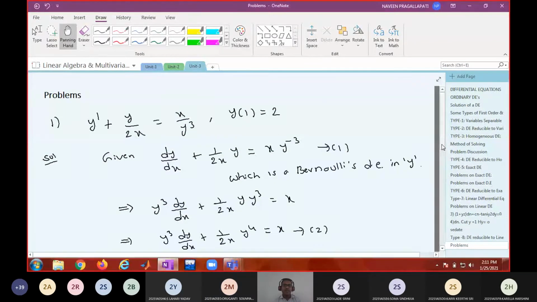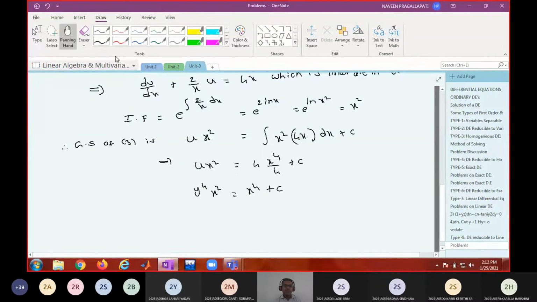What is given? y of 1 equals 2. So what do you mean by y of 1 equals 2? When the x value is 1, the y value is 2. Therefore substitute x equal to 1, y equal to 2 in the general solution. That means 2^4 into 1^2 = 1^4 + c. That means what is c? 2 power 4 is 16, and 16 minus 1 is 15.